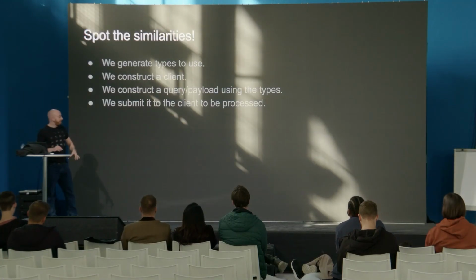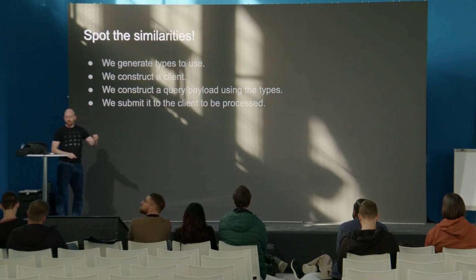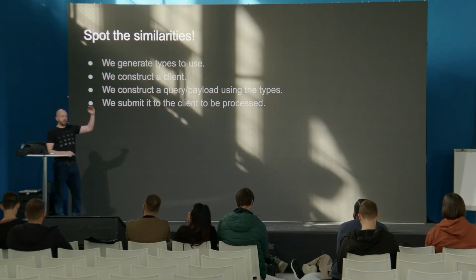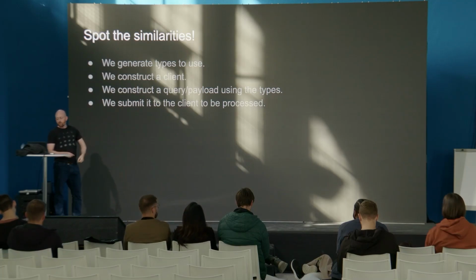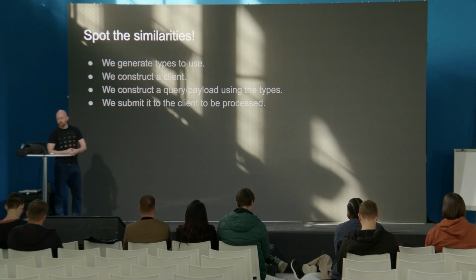So just to spot the similarities, everything works the same way. In every case, you generate some types that you want to use to interact with a blockchain. You construct an API client. You build the query or the payload or the thing you're interested in accessing, whether it be a constant, a storage request, or a transaction payload. And then you submit that to the API client, and you get back the result. So hopefully it's fairly easy to use.